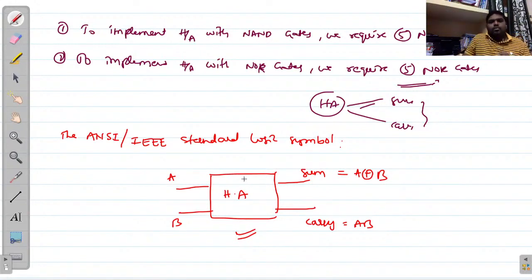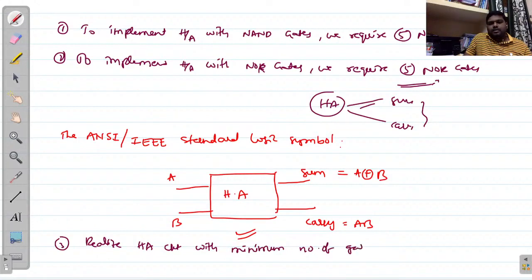And one more question, that is the third question. So realize a half adder circuit with minimum number of gates, by excluding XOR and XNOR gates.